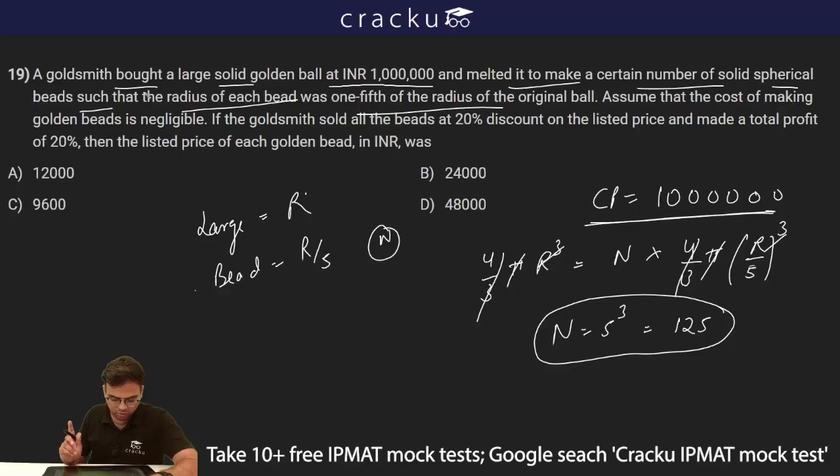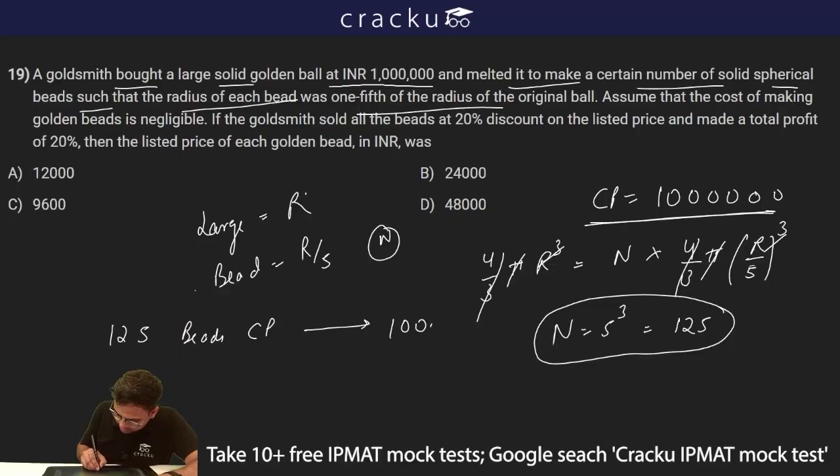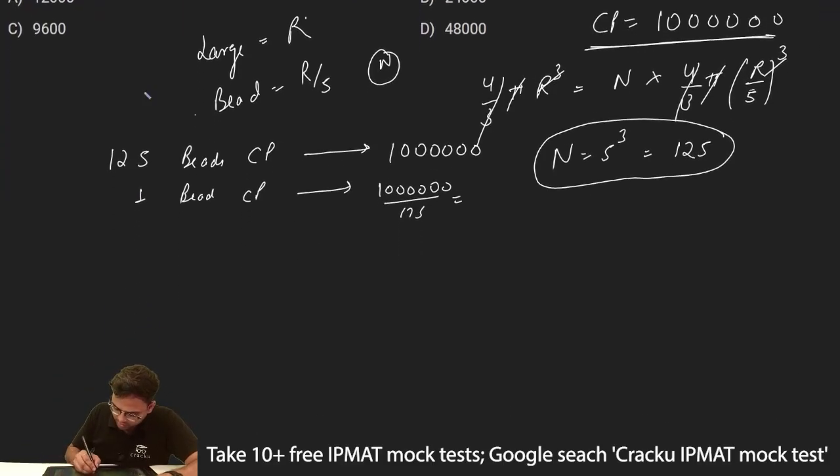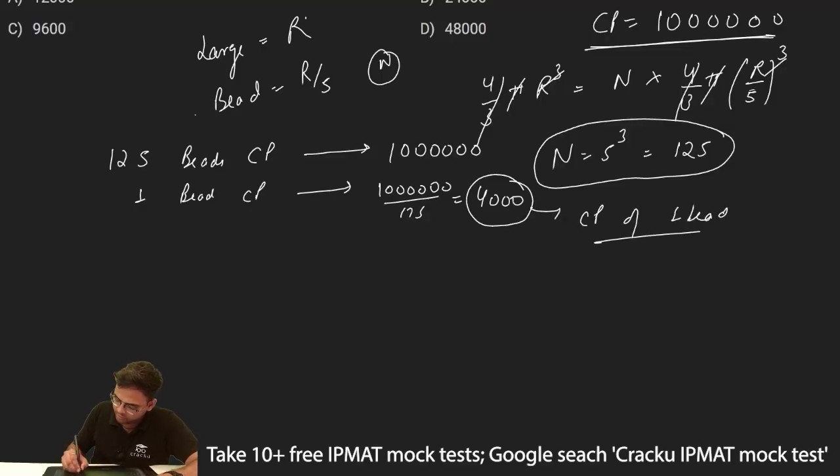Now cost price of total 125 beads was 10 lakhs. If we are just melting the larger sphere into 125 smaller beads, the cost price will remain the same. So I can write the price of 125 beads CP is still 10 lakhs. So one bead's CP will be 10 lakh divided by 125, which will be equal to 4,000. So price of each bead, CP of one bead is equals to 4,000.